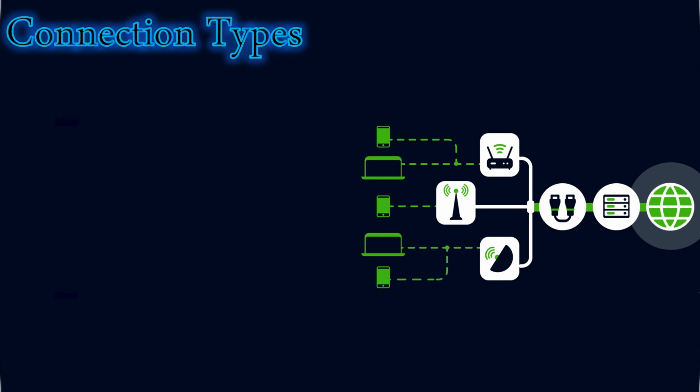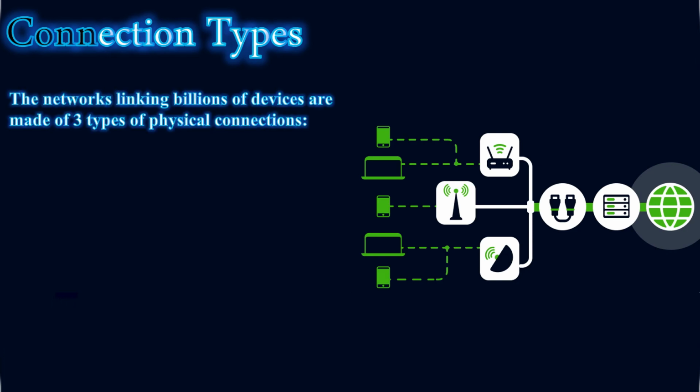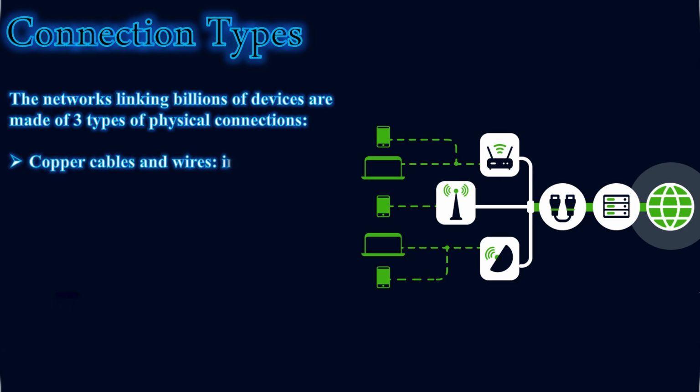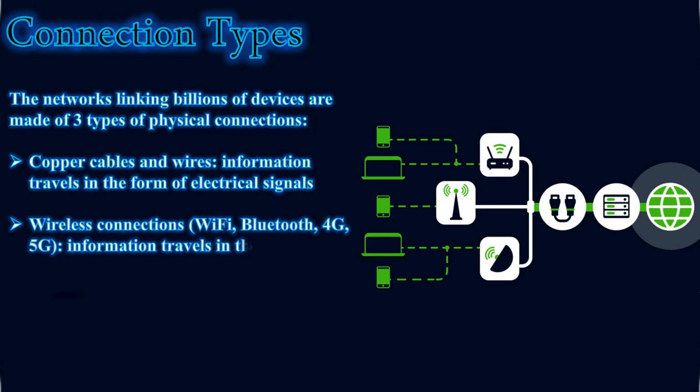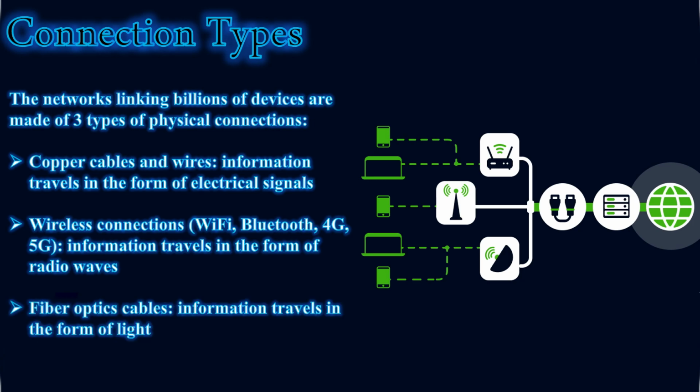So basically we have three main connection types. The networks linking billions of devices are made of three types of physical connection. The first one is copper cables and wires. Information travels in the form of electrical signals. The second one is wireless connection, Wi-Fi, Bluetooth, 4G and 5G. In this type of connection, information travels in the form of radio waves. And the third one is fiber optics cables. In this type, information travels in the form of light.